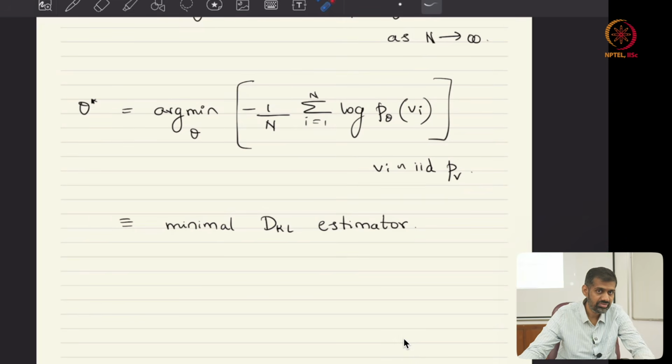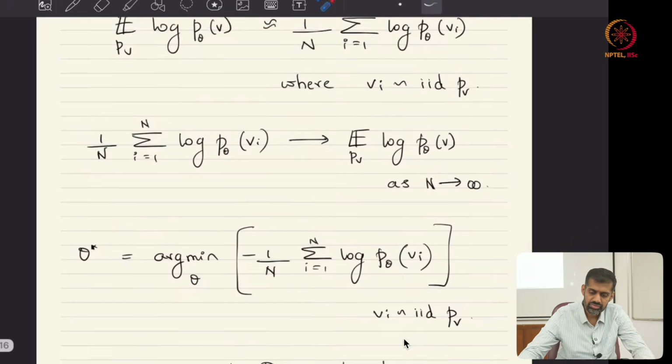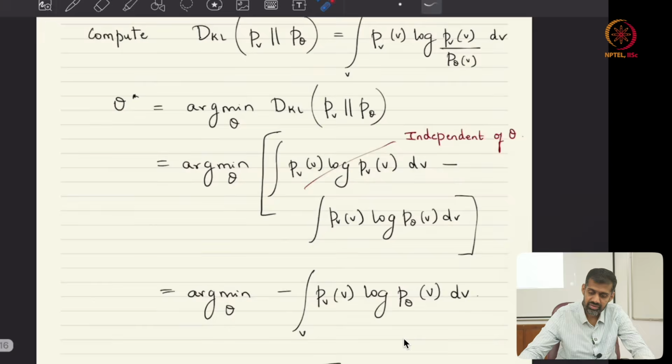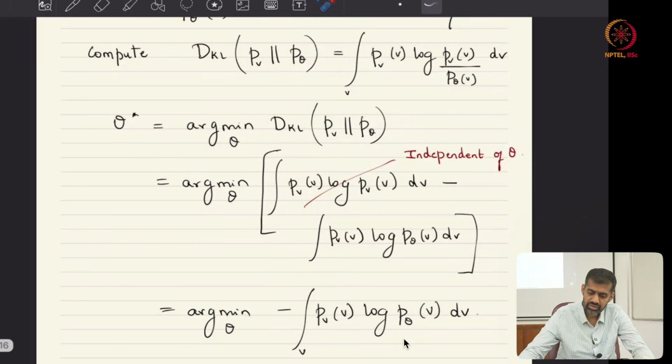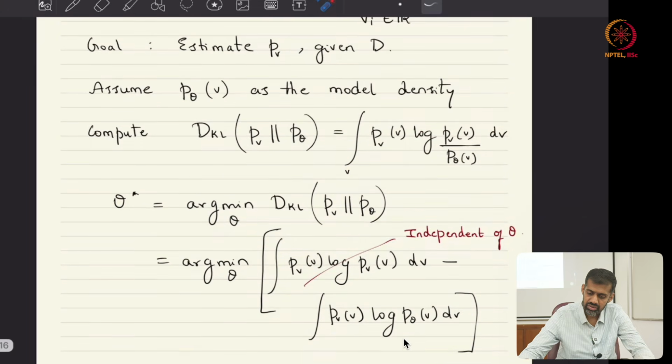Why did we use PV first in that equation? Which one? Yeah, that optimization problem. Why is PV first? Is there any reason? Oh, here it is. Okay, so the question is why are we considering KL between PV and P theta and not P theta and PV?